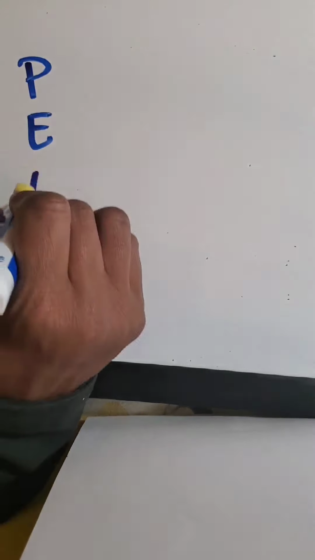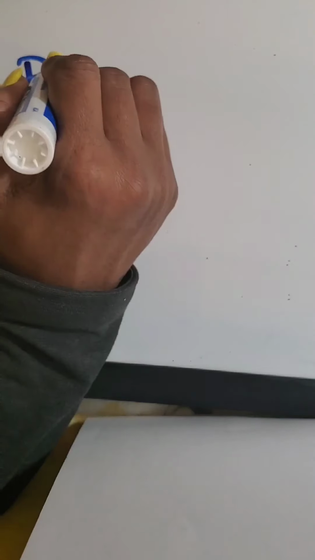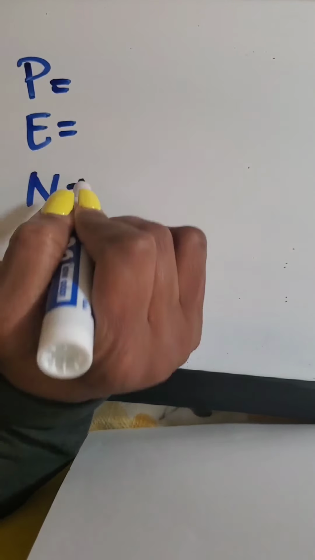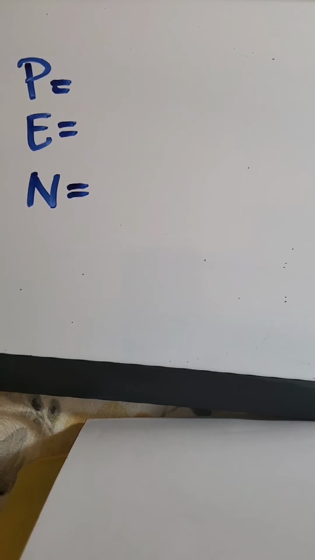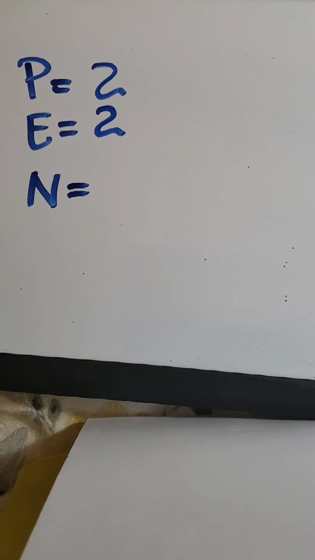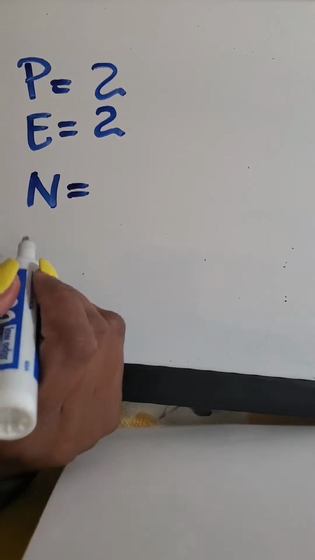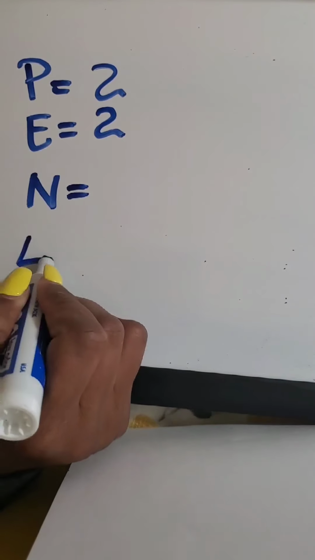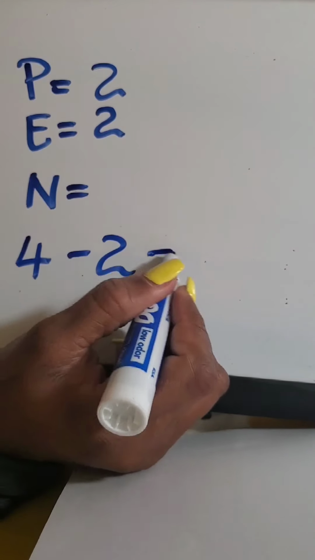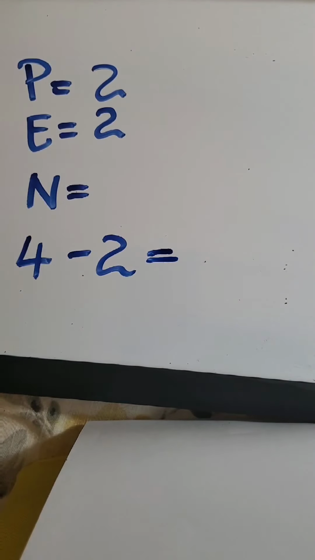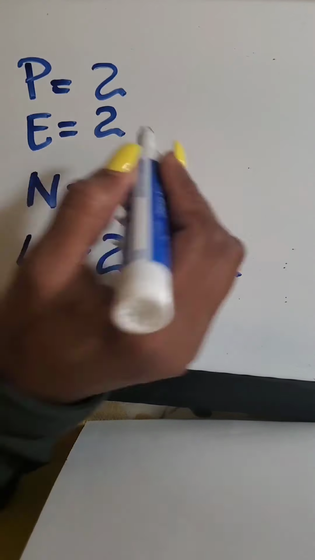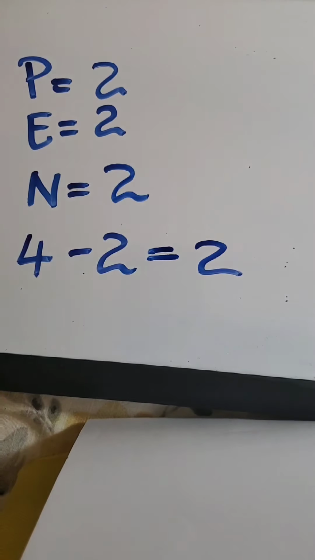So let's get back to our helium atom. The number of protons and electrons here is equal to the atomic number. The atomic number is 2, so protons and electrons are going to be equal to 2. Now to figure out the number of neutrons, we have to subtract the atomic number from the mass number, and the mass number is 4. The atomic number is 2, so we're going to have an answer of 2.